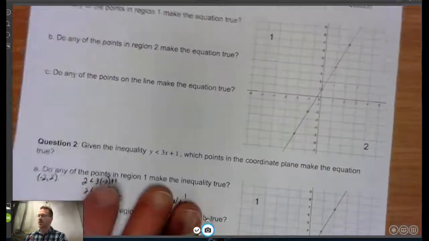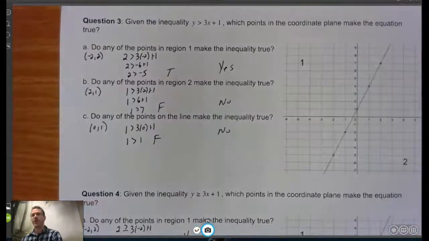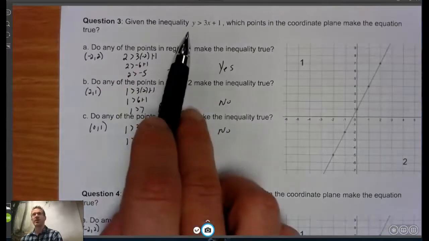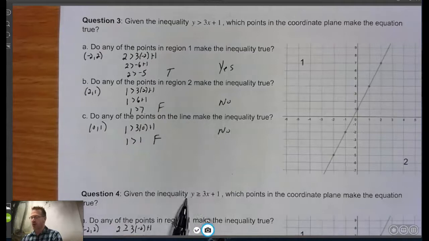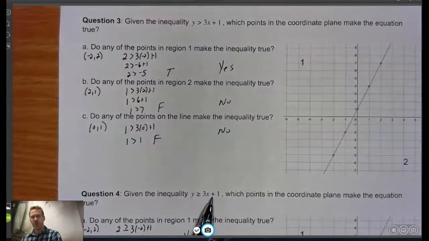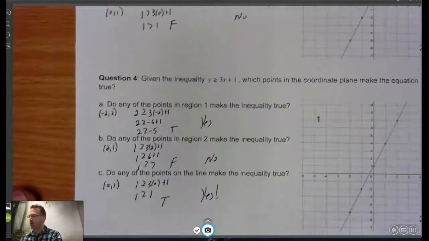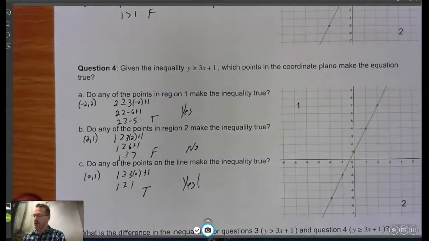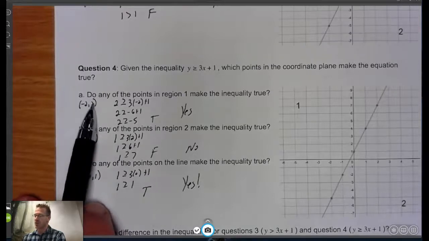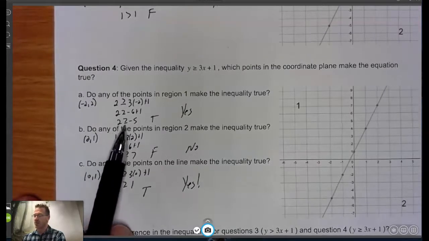Now for question 4. Notice the only difference in the inequalities: we go from y is greater than 3x plus 1 to y is greater than or equal to 3x plus 1. So let's talk about how that changes the answer here. When I plug in negative 2, 2, I get 2 is greater than or equal to negative 5. That is still true.